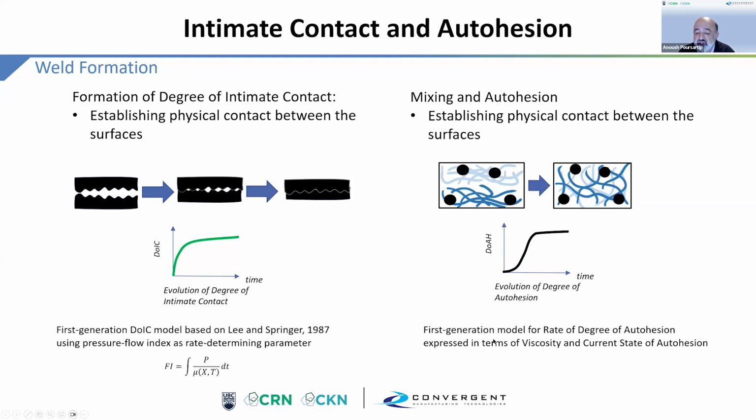And again, there's a first generation model for that, which captures that in terms of the viscosity, used as a measure of the mobility of the molecules. And of course, you need to allow for the current state of autoadhesion because it'll actually slow down once a whole bunch of molecules have rotated.